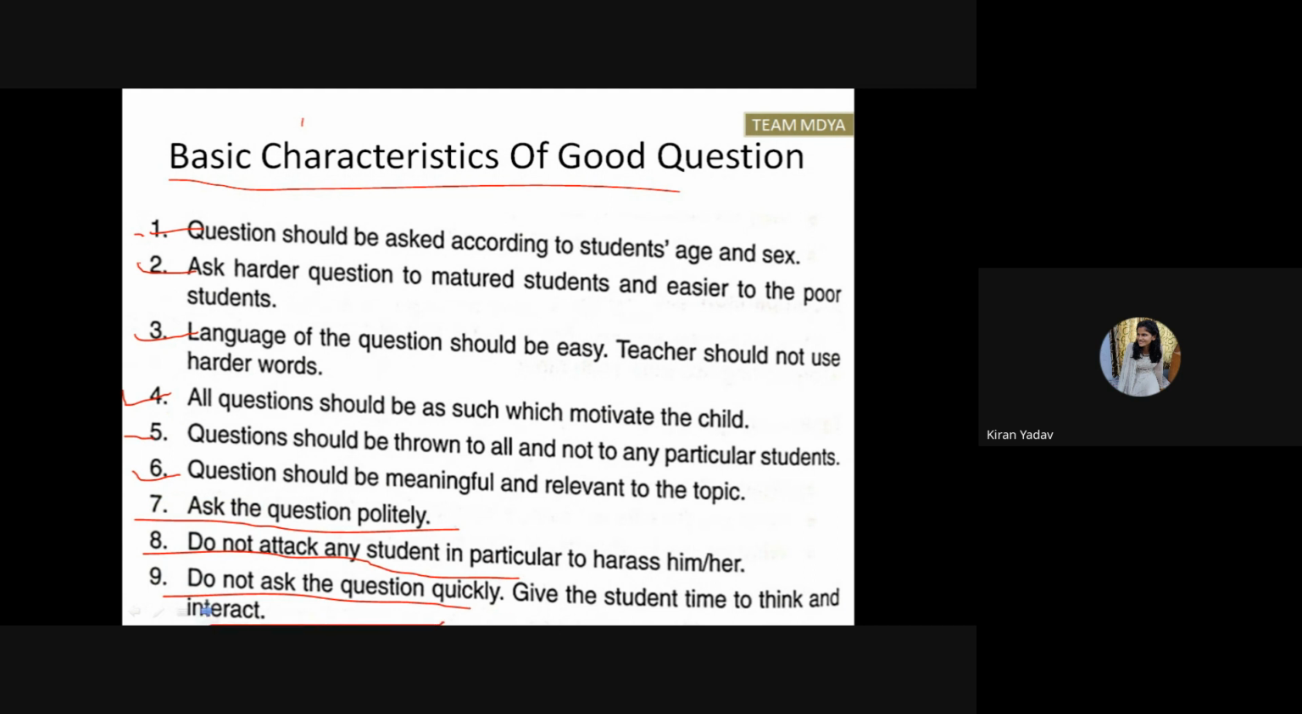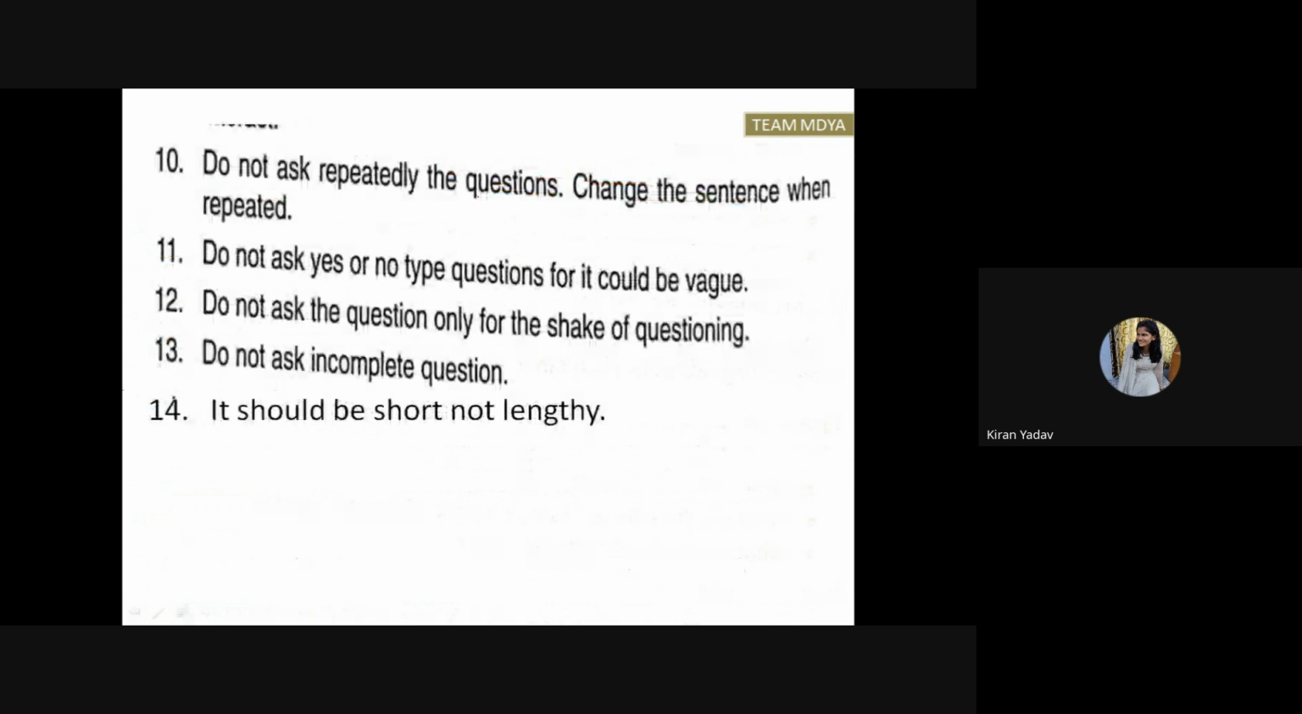So these are the very basic and important points that we need to keep in mind before preparing for asking questions. There are four more points. Do not ask the questions repeatedly. Change the sentence when repeated.